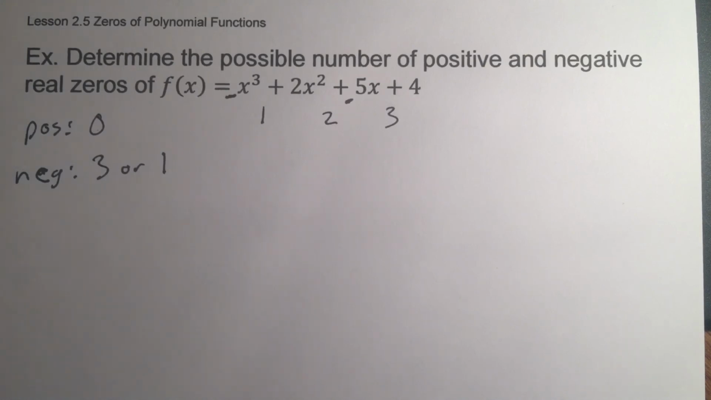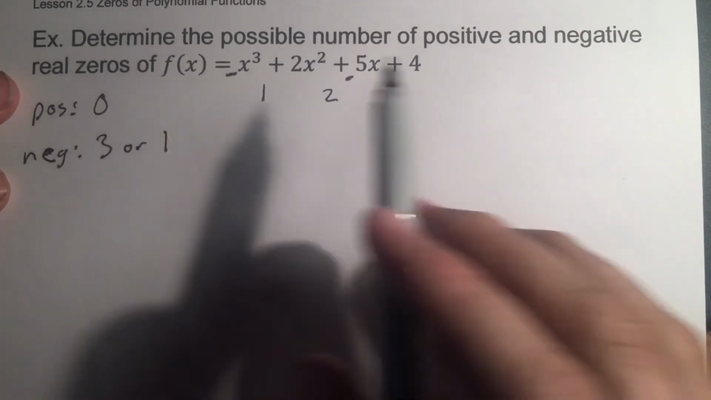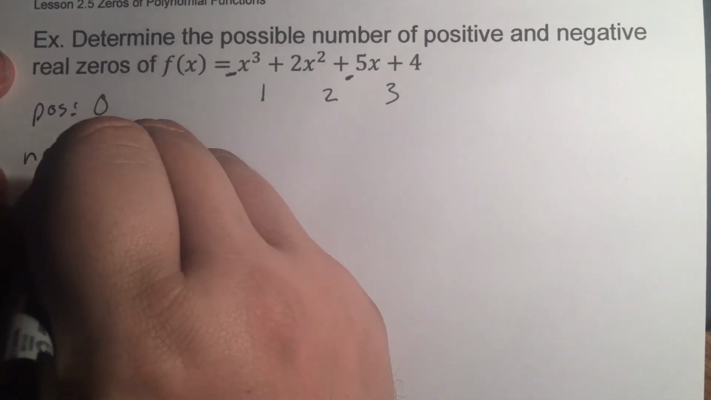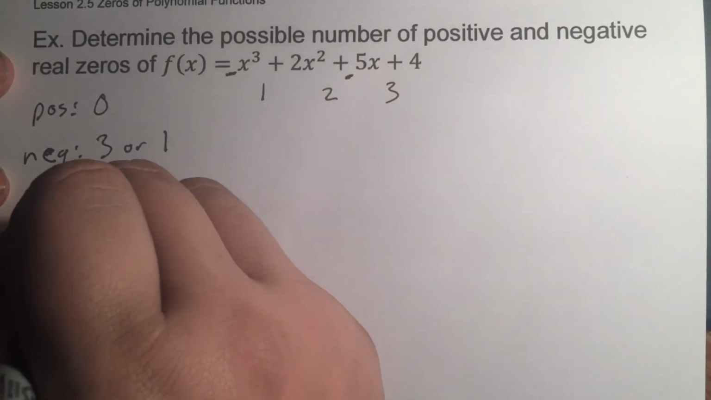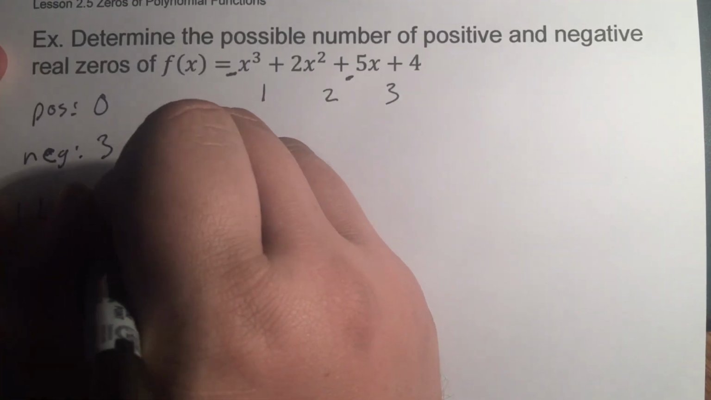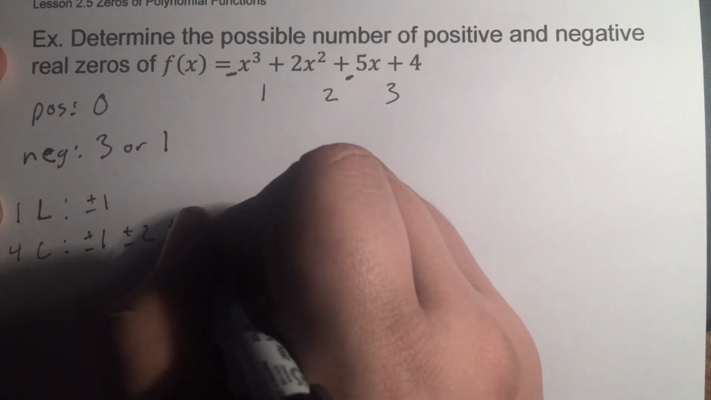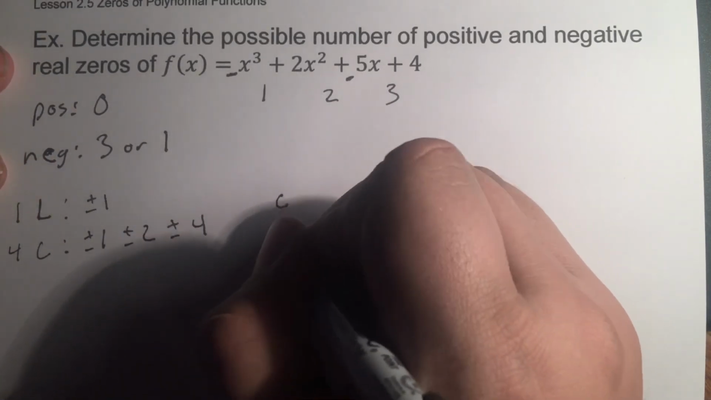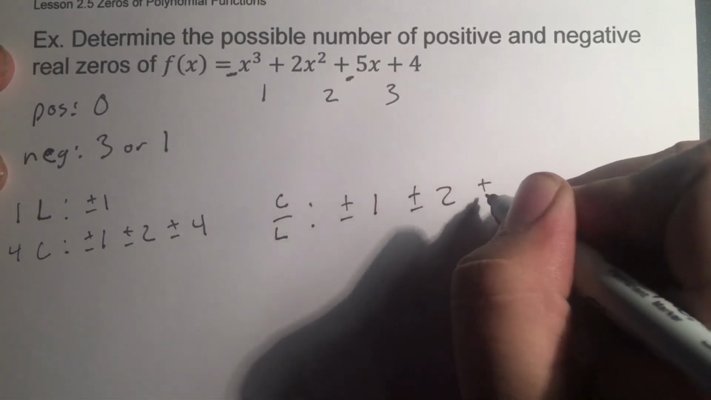Now, these are just the signs, but we're going to determine what zeros we're actually dealing with. So we have our leading, which is going to be a 1 because we go back to the original. Our constant then is a 4. As far as leading, we would have plus or minus 1. For constant, we could have plus or minus 1, plus or minus 2, plus or minus 4. So everything's going to be over 1. So our C over L would be plus or minus 1, plus or minus 2, plus or minus 4.